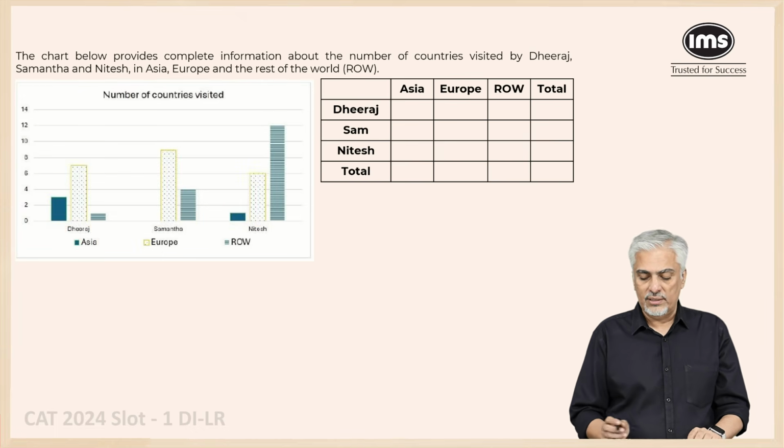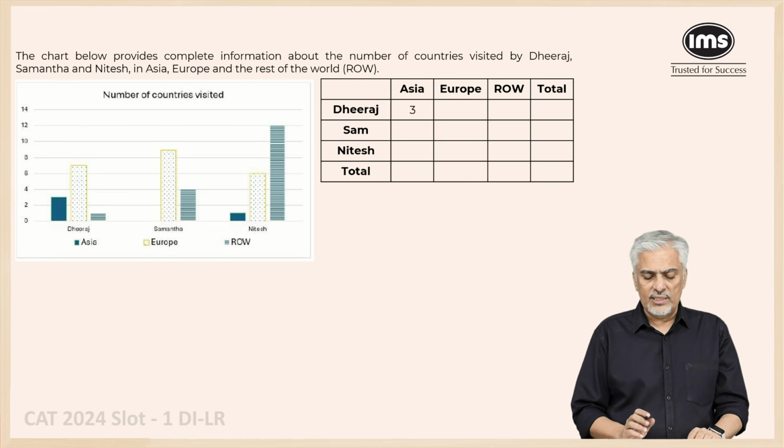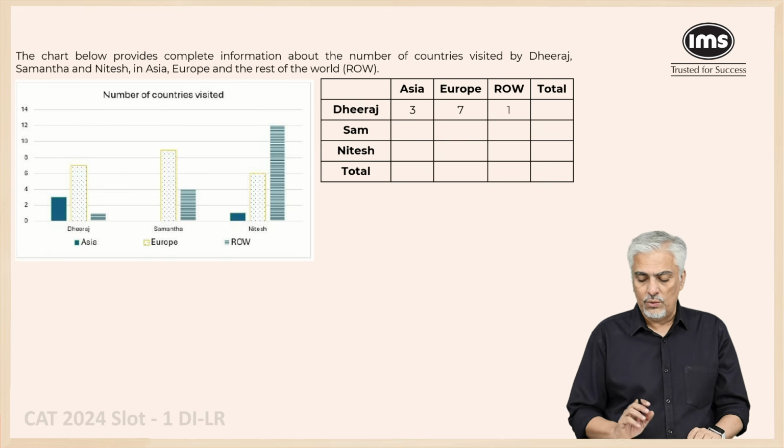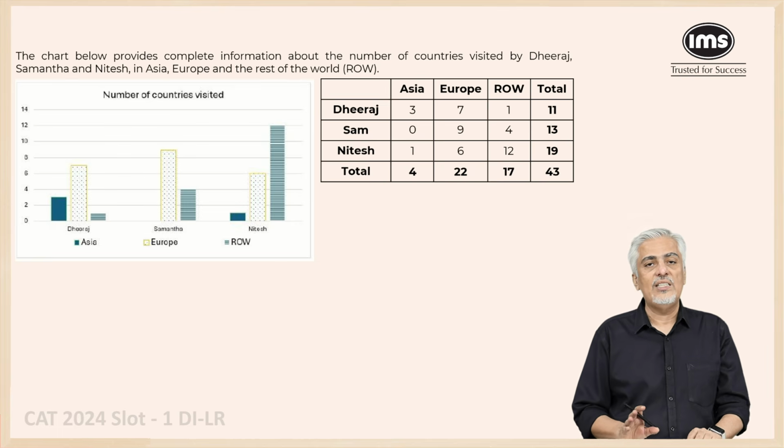Let's look at this table. Here, I'm just going to put the values from the chart. Nothing else I'm doing, so there's nothing to explain. There is 3, 7, 1, total being 11. Samantha is 0 for Asia, 9 and 4. So total is 13. Nitesh is 1, 6 and 12. That is 19. Total of 43 countries, and total for Asia is 4. Europe is 22 and rest of the world is 17, and total is 43. So understand over here, I have still not found any intersections and not used those 5 points yet.